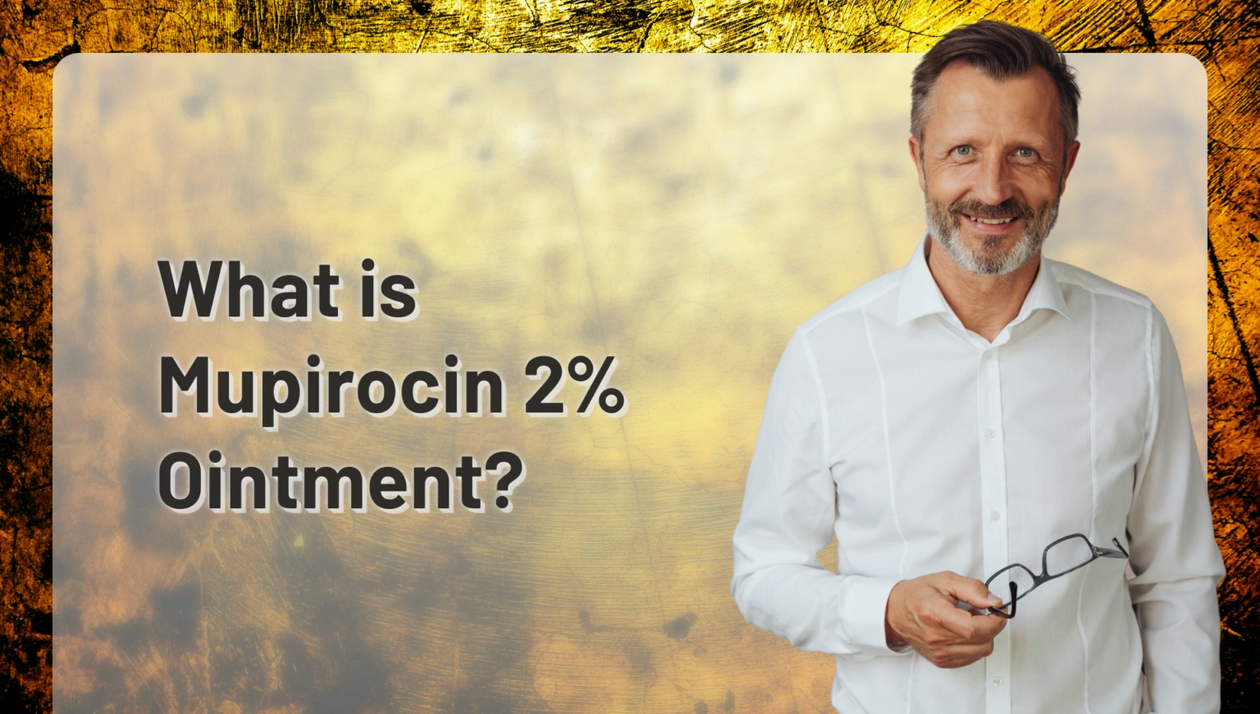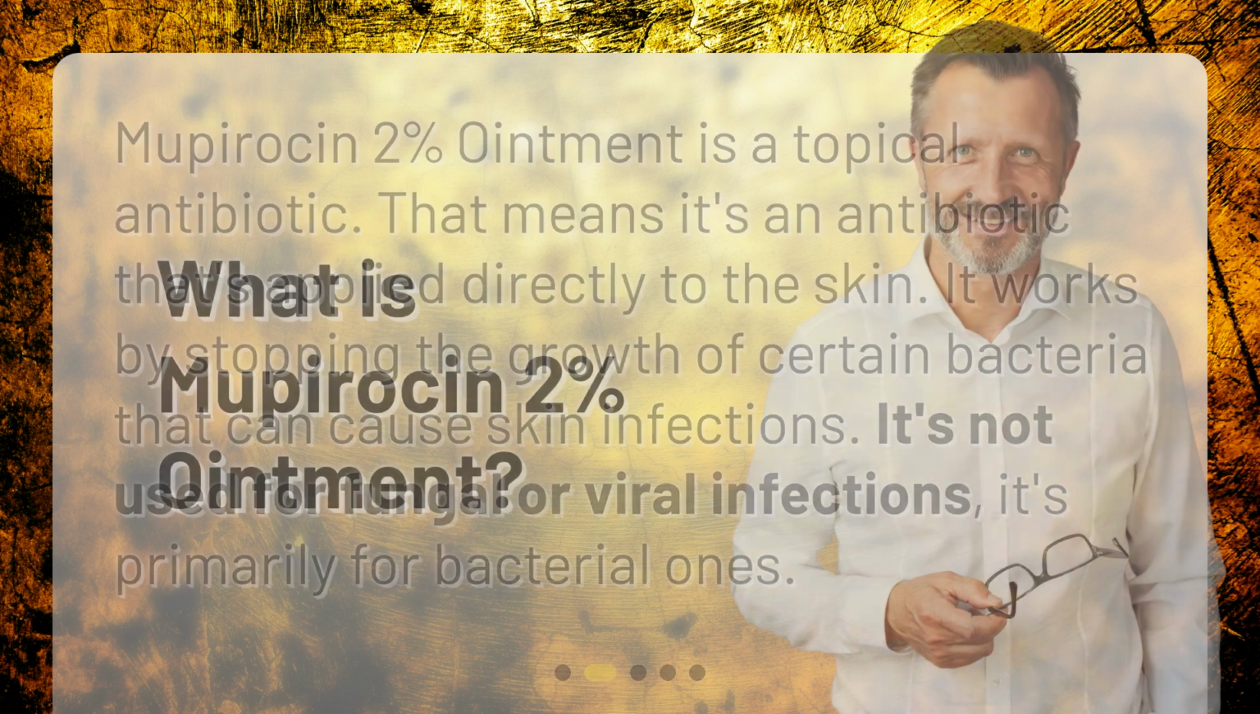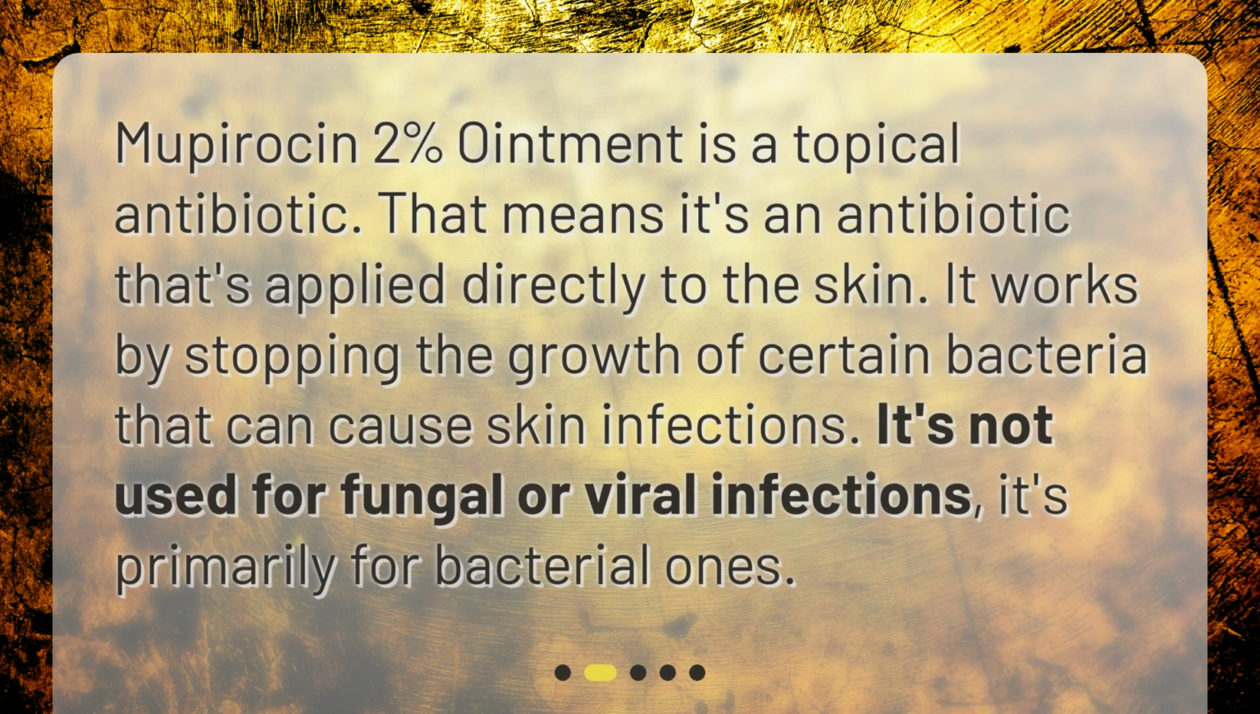What is Mupirocin 2% ointment? Mupirocin 2% ointment is a topical antibiotic. That means it's an antibiotic that's applied directly to the skin. It works by stopping the growth of certain bacteria that can cause skin infections. It's not used for fungal or viral infections. It's primarily for bacterial ones.